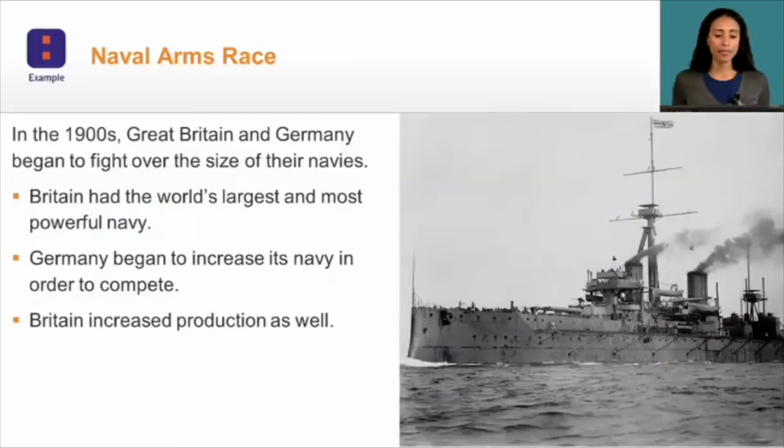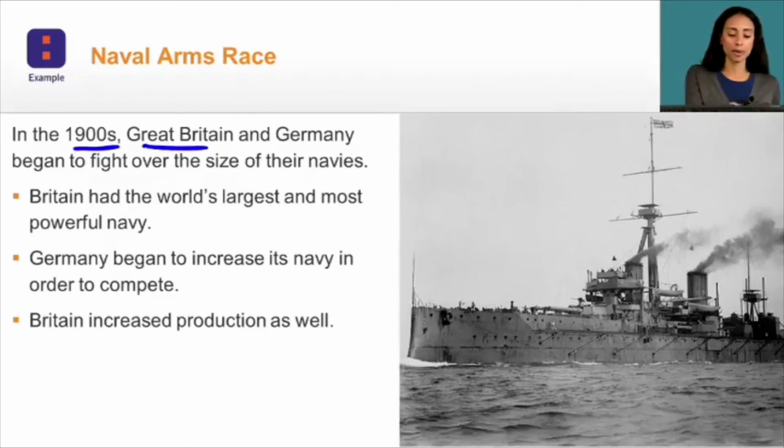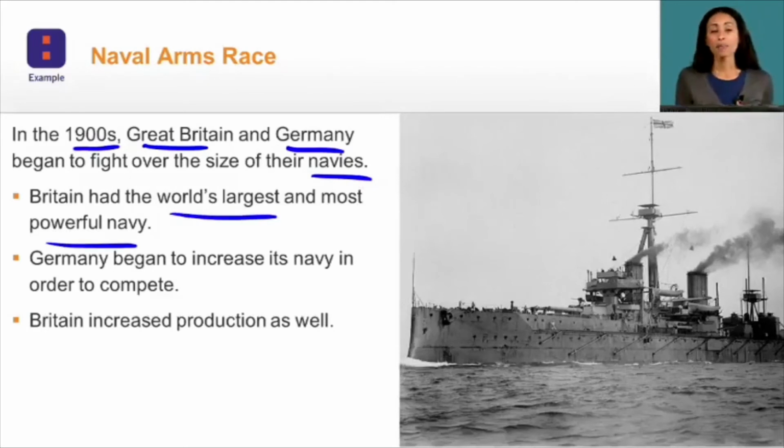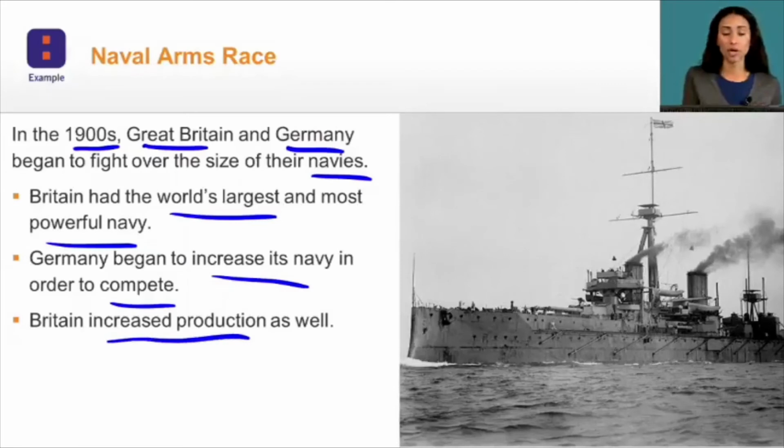So what's going to happen in Europe, particularly in the early 1900s going into this conflict, is first Great Britain and Germany are going to start to grow their navies. Now, at first, we're going to see Britain with the world's largest and most powerful navy, but Germany is going to try to compete with that. And so Germany is going to start to increase its navy in order to compete, and then Britain, as a response, remember that arms race, it's just one after another, Britain's going to increase its production following its seeing a threat of Germany doing the same thing.